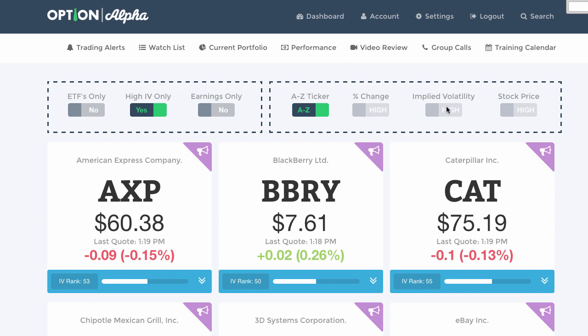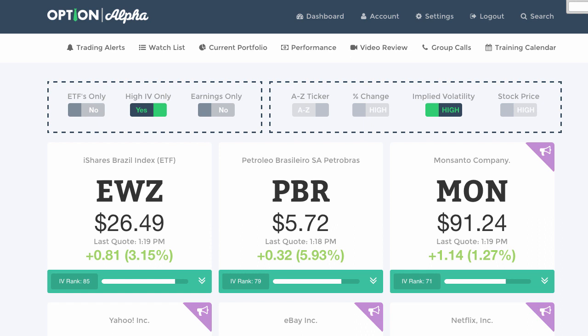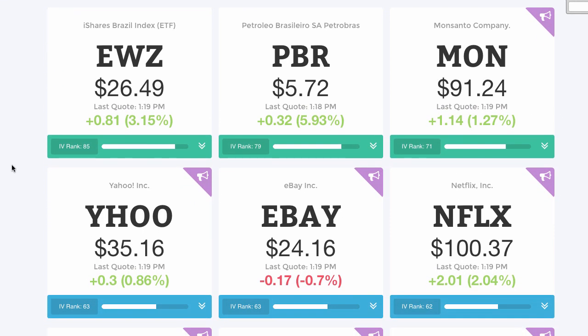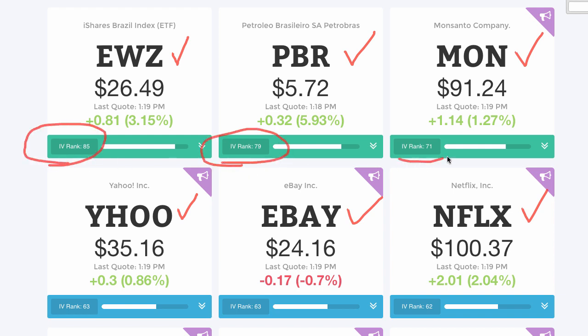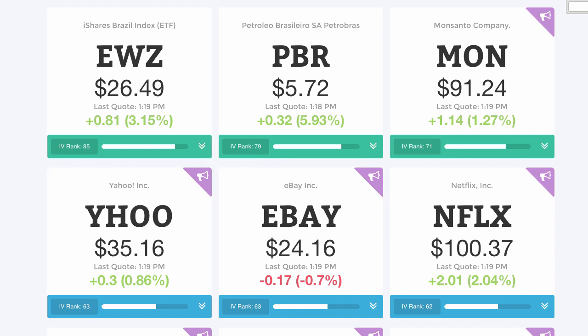We can then also sort this list by highest implied volatility first. So if I scroll down here, I can see that my highest implied volatility stocks right now are EWZ, PBR, and MON. And then the next highest implied volatility set includes Yahoo, eBay, and Netflix. All of these IV ranks are showing here, and we've color coordinated it so that when something is above the 70th or 50th IV percentile in rank, it changes color. So it shows you on a visual basis how you can be more successful in choosing the right implied volatility stock.